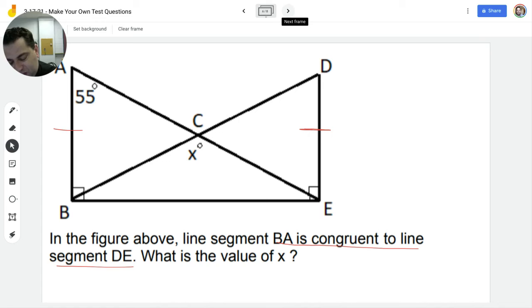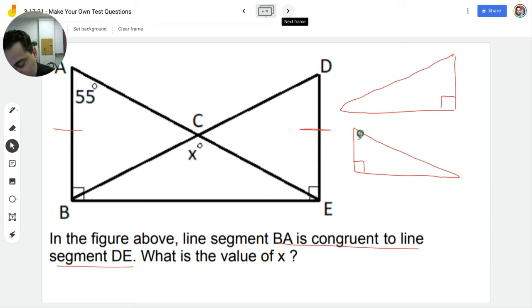So let's do this. I have one triangle that looks like this, and it's got a right angle here, and that's it for that one. That's all we know about that one. And then I have another triangle here that is also a right triangle, and it's got 55 degrees up here.